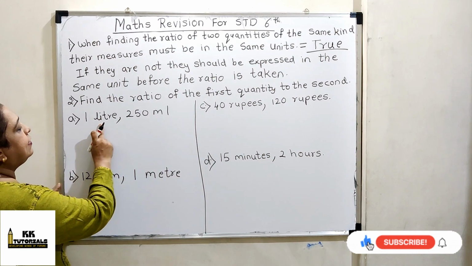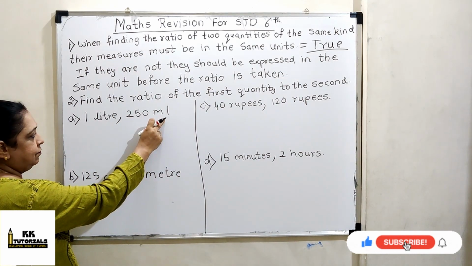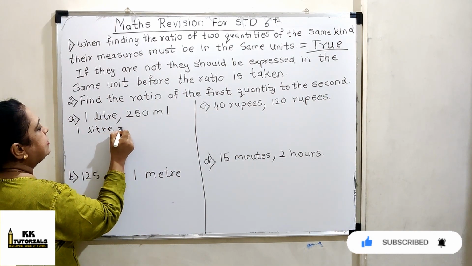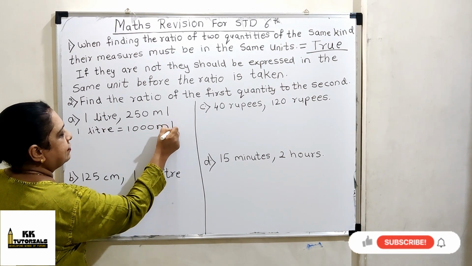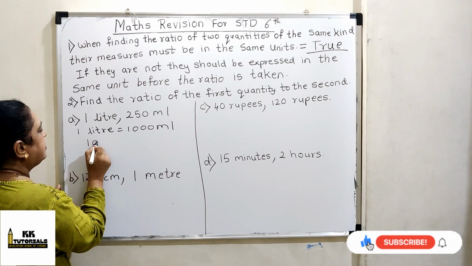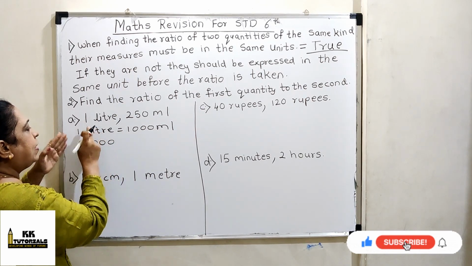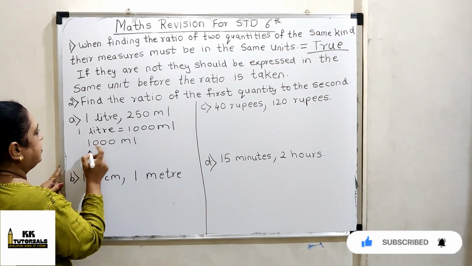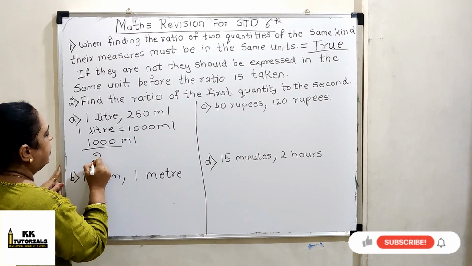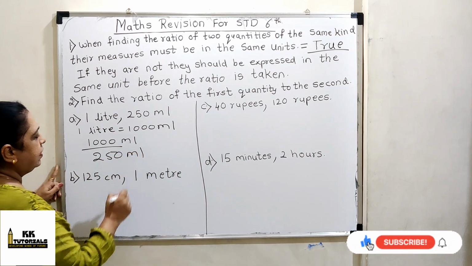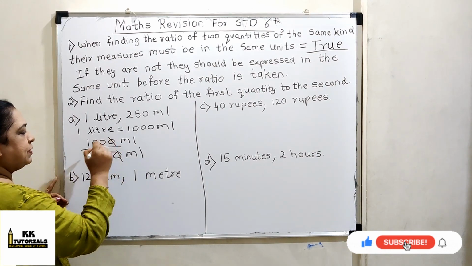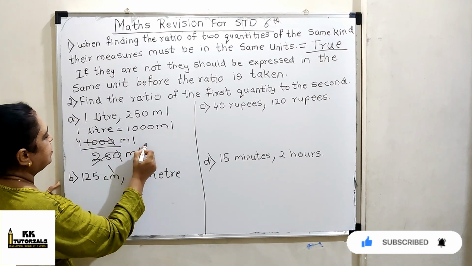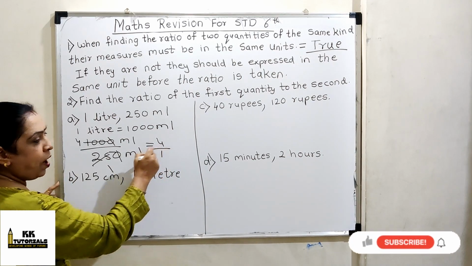Okay. So 1 liter and 250 milliliter. You know 1 liter is equal to 1000 milliliter. So here we will write 1000. We have converted 1 liter into milliliter. 1000 ml plus this, 250 ml. Now, this 0 will get cut with this. 25 ones are 25, 25 fours are 100. So the answer will be 4 upon 1.